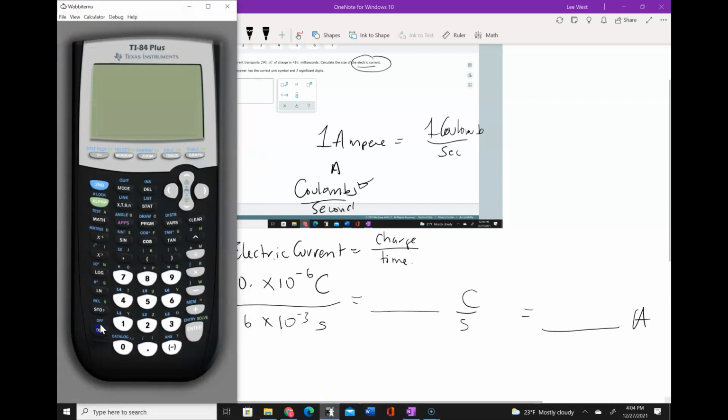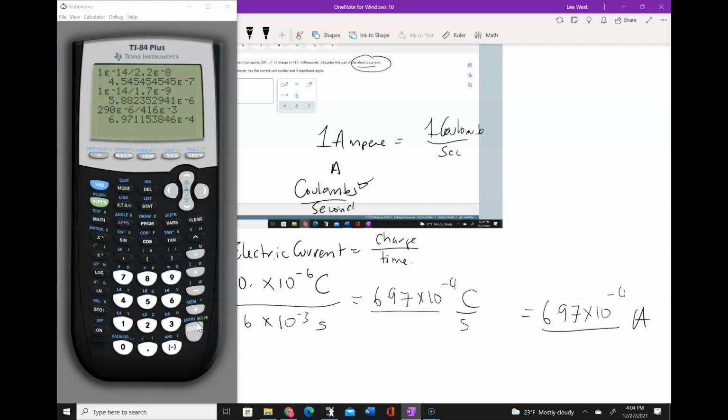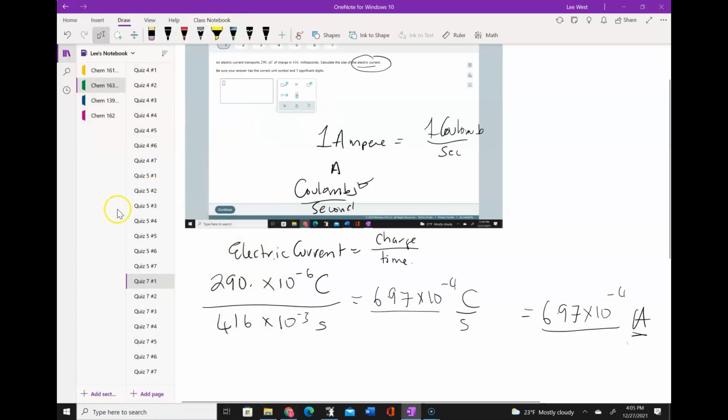So let's give that a go. 290 microcoulombs divided by 416 milliseconds. Looks good. And so to 3 significant figures, we've got 6.97 times 10 to the minus 4 coulombs per second, or 6.97 times 10 to the minus 4 amperes. And amperes, because it's named after Professor Ampere, has an uppercase A for its symbol.